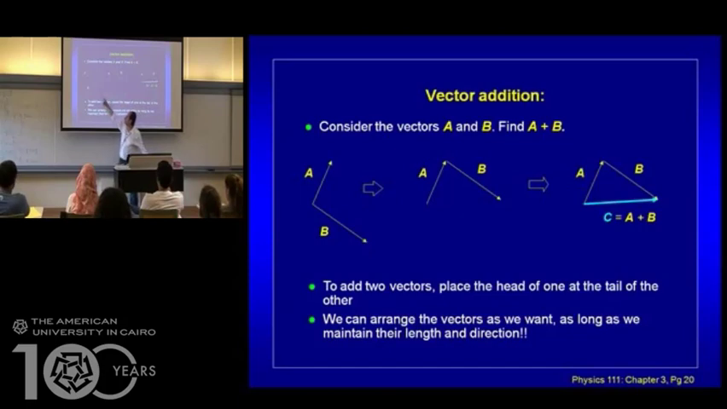Can we do something different? Can we move A to here? Yes. And you get exactly the same vector. A plus B is equal to B plus A. Same thing. So if you move B or you move A, that line that connects the tail of A and the tip of B, or the tail of B and the tip of A, it's exactly the same. That's A plus B.